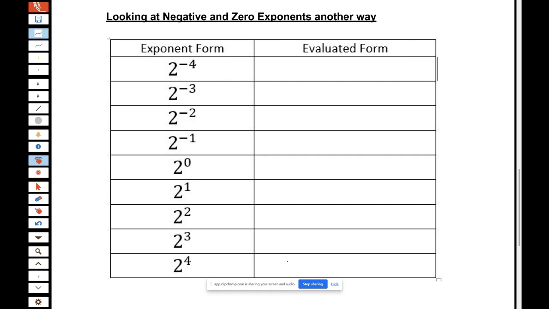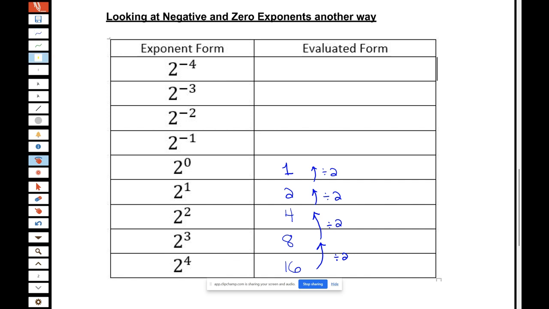So 2 to the fourth is 16. 2 to the third is 8. 2 to the second is 4. If we look going back down the chart and the other way, we can take each number and divide by 2 to get the previous number. 16 divided by 2 gives us 8. 8 divided by 2 gives us 4. So I'm just going to keep dividing by 2. We get 2. If I divide by 2 again, we get 1.